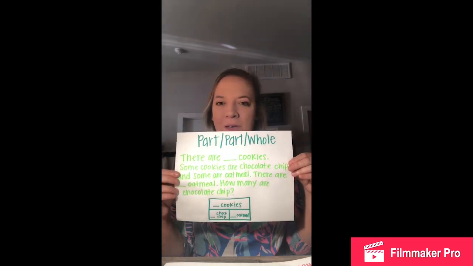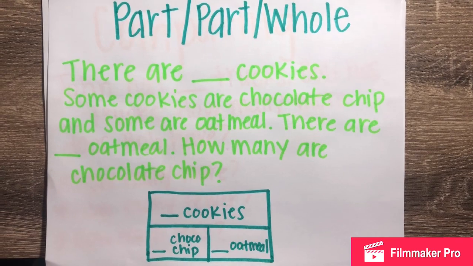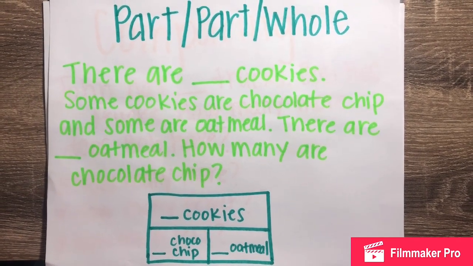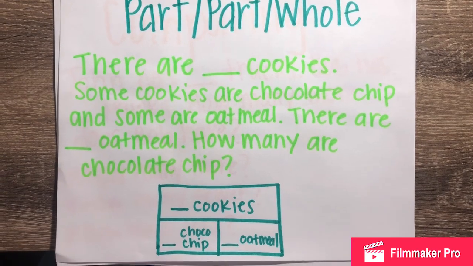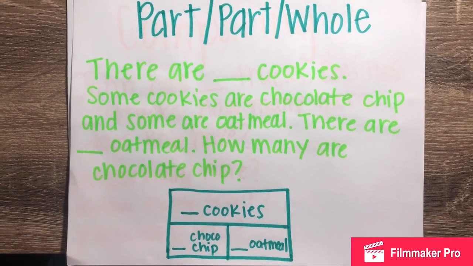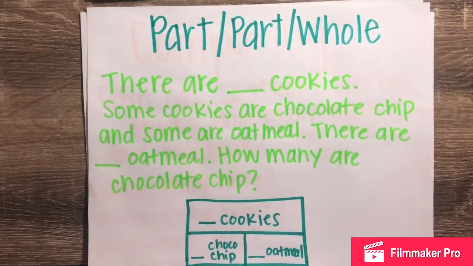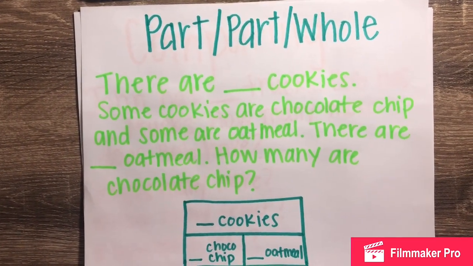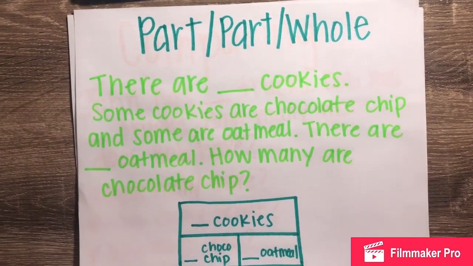Another type of problem that we might come across is our part-whole problem. An example of part-whole is there are some cookies. Some cookies are chocolate chip and some are oatmeal. There are blank oatmeal. How many are chocolate chip? So with our part-whole problem, we can see that we are not taking any of the cookies and eating them, and we are not baking more cookies. We simply want to find out how many cookies are chocolate chip.